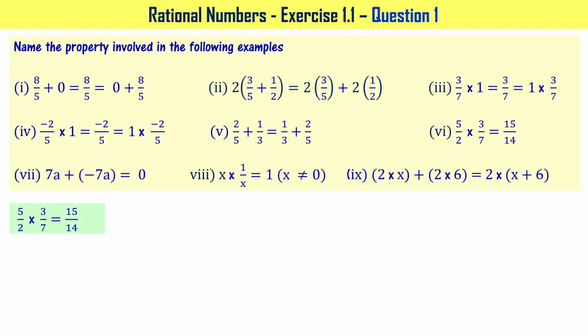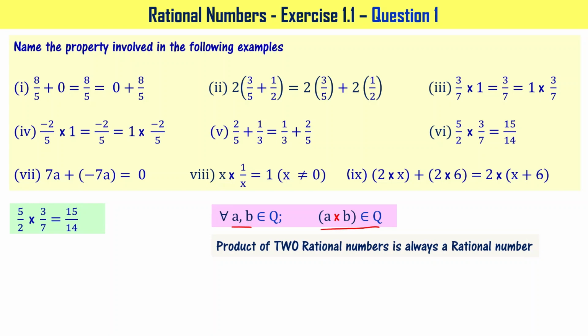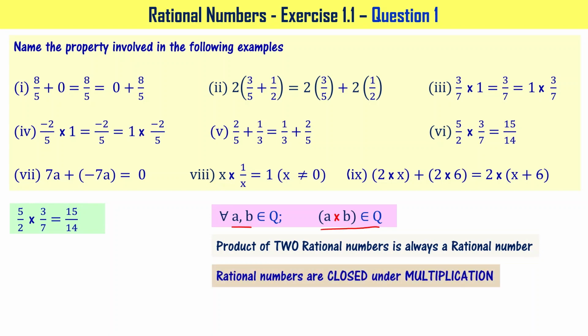5 by 2 times 3 by 7 equal to 15 by 14. We know that for all a and b belonging to Q, a times b also belongs to Q. It means when you multiply two rational numbers, the product whatever you get is also a rational number, right? It says that the product of two rational numbers is always a rational number. This is called closure property. We say that rational numbers are closed under multiplication.